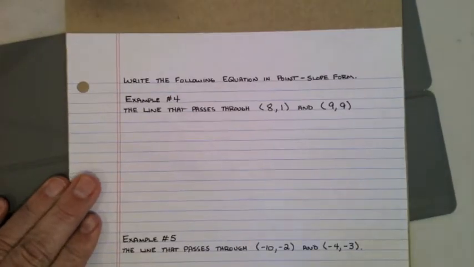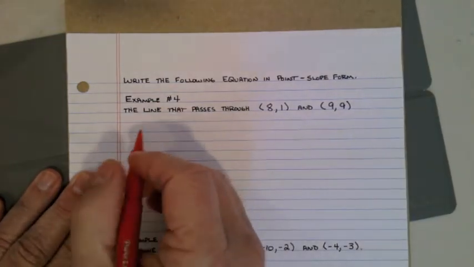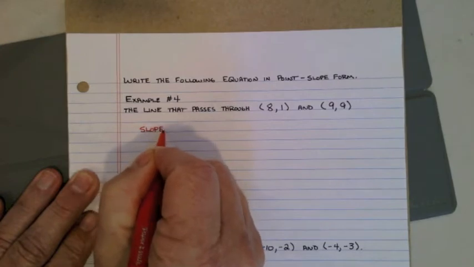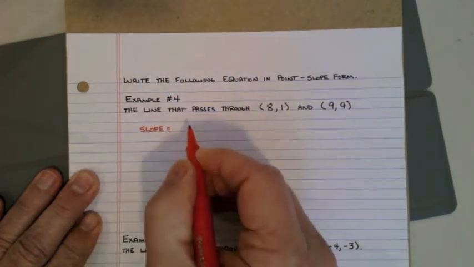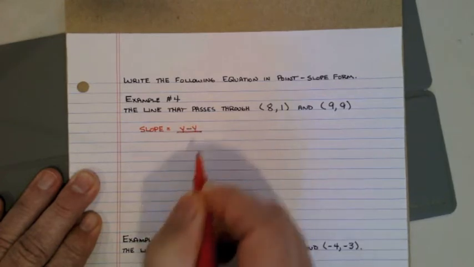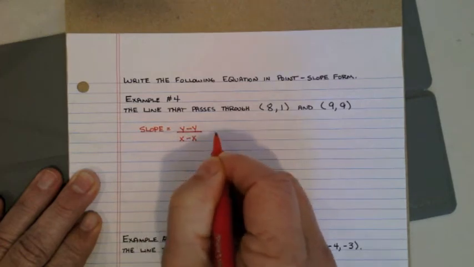In example number 4, they don't give you the slope. You have to figure out what the slope is. So that's what we're going to do. We're going to figure out what the slope is. So we have to remember the slope formula. The slope formula tells me to take my y's and subtract them, put it in the top of a fraction, take my x's, subtract them, put it in the bottom of the fraction.